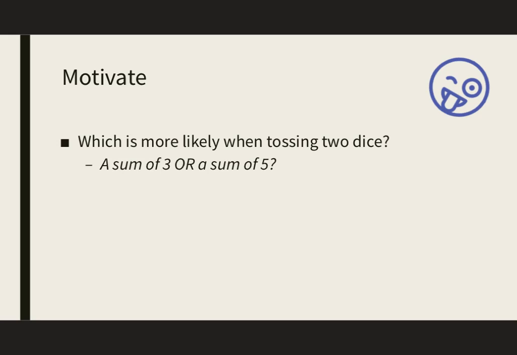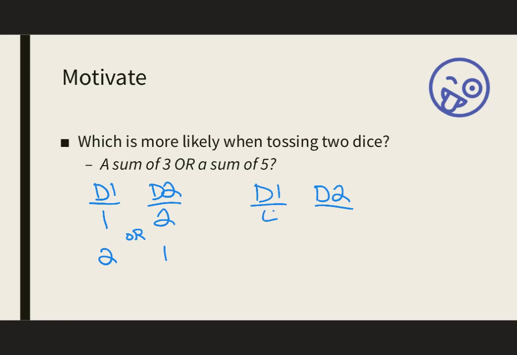Let's consider the 2 dice. If I roll the 2 dice, I could get a 1 and a 2, or I could get a 2 and a 1, just depending on each die. Now with 5, I could roll and get a 4 and a 1, or a 1 and a 4, a 3 and a 2, or a 2 and a 3. So a sum of 5 is more likely.